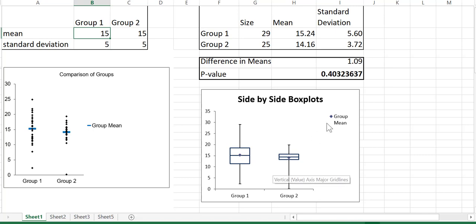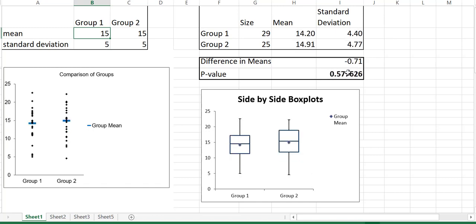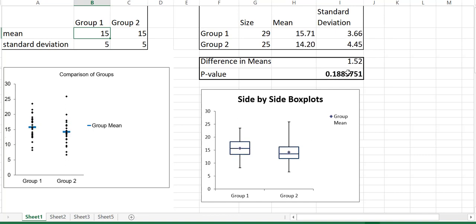Now I haven't actually taught you how to do this hypothesis test, but down at the bottom I have the difference in means and the p-value. Right now the p-value to compare to see if my groups are different is 0.4. That would be big, and I would think that my groups are about the same. So big p-values mean my population means are probably the same. We can keep trying though. Notice I'm getting fairly big p-values. My box plots seem like they're about the same.